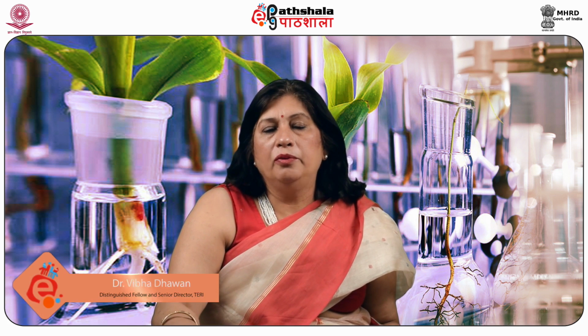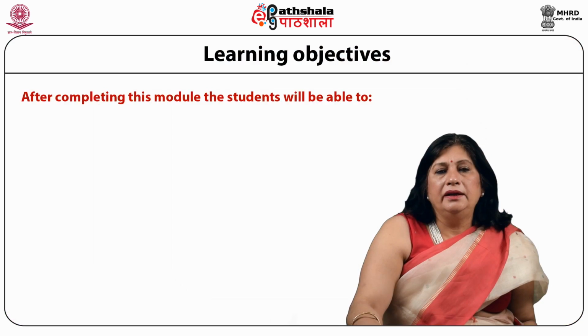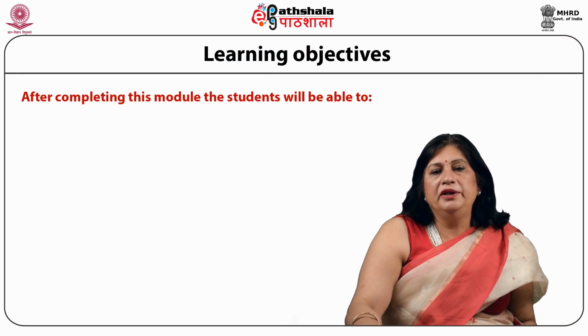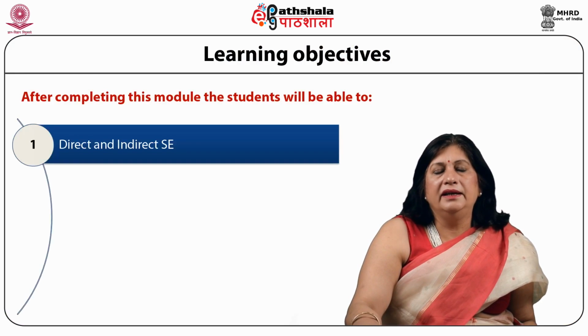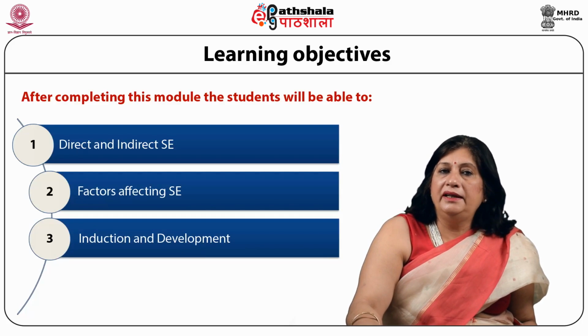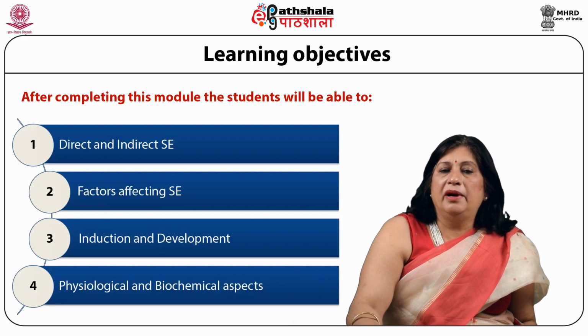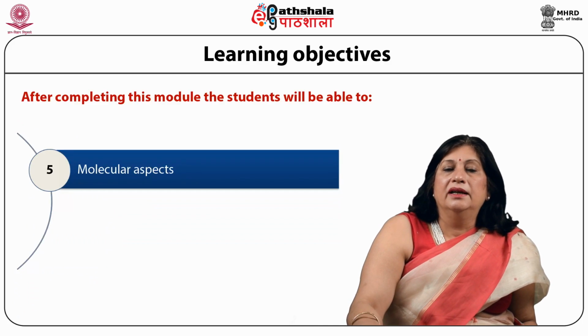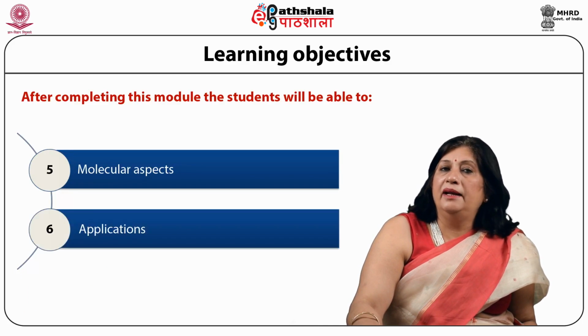Today we are going to talk on the module Somatic Embryogenesis under the paper Plant Biotechnology and Crop Improvement. In this module, you are going to learn about direct and indirect somatic embryogenesis, factors that affect somatic embryos, induction and development of somatic embryogenesis, physiological and biochemical aspects of somatic embryogenesis, molecular aspects, and application of this important technology.